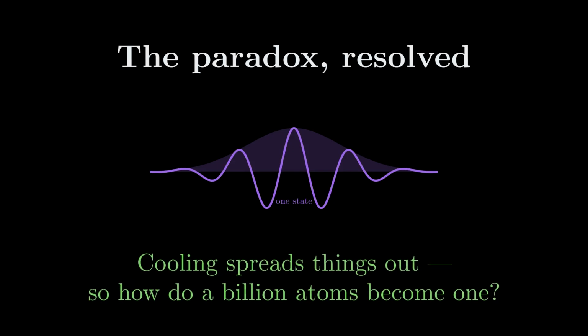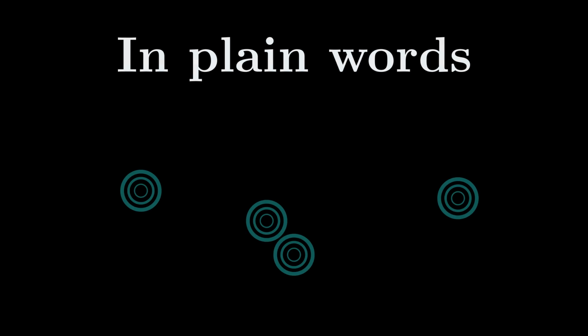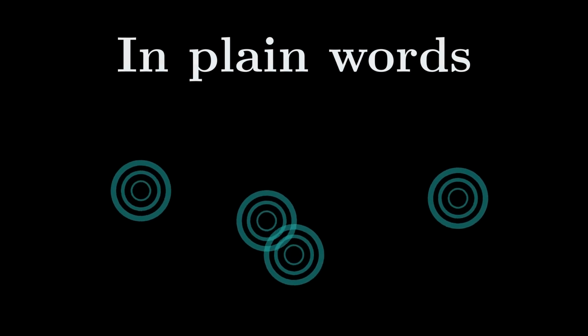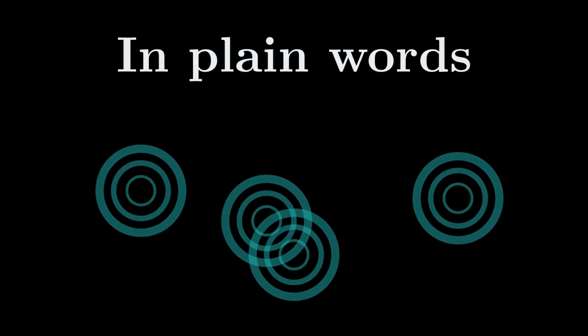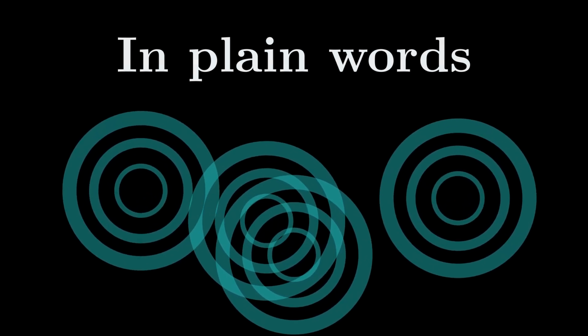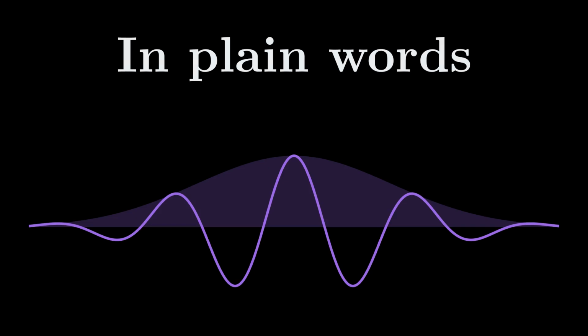There is your answer. Here it is for a curious 12-year-old. Every atom is a tiny ripple. Cool the water and each ripple spreads wider. Cool enough, and the ripples all overlap, blur together, and stop being separate. What's left is one big ripple, every atom singing the same note.